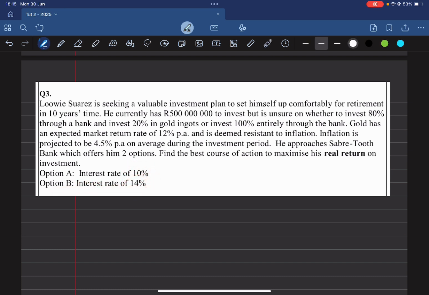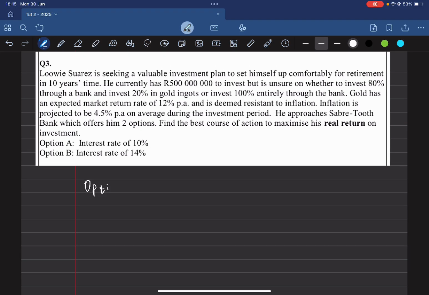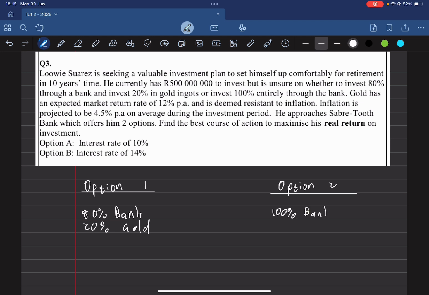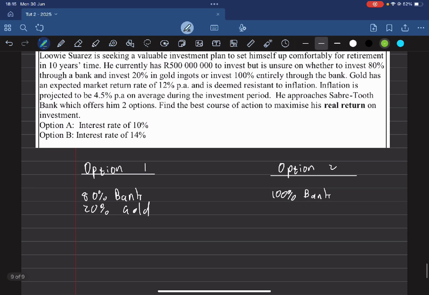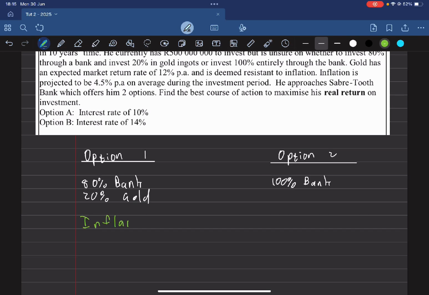Okay, there's quite a lot of information here, so let's maybe write a little summary of his 2 options. For option 1, he will invest 80% in the bank, and 20% in gold. And for option 2, he will just invest 100% in the bank. Okay, and also let's write inflation. We often use a J for inflation. Inflation is going to be 4.5%.